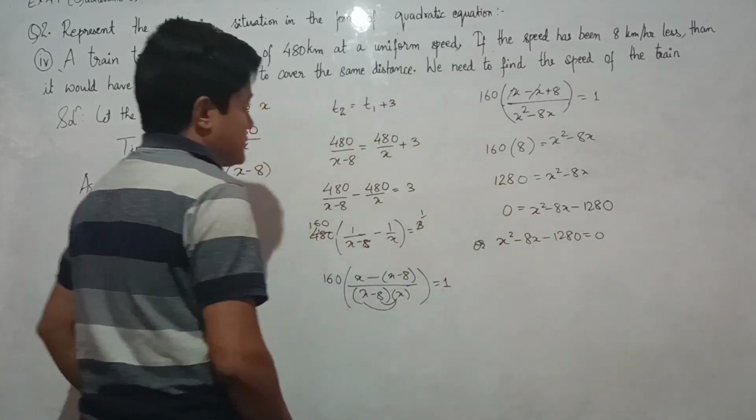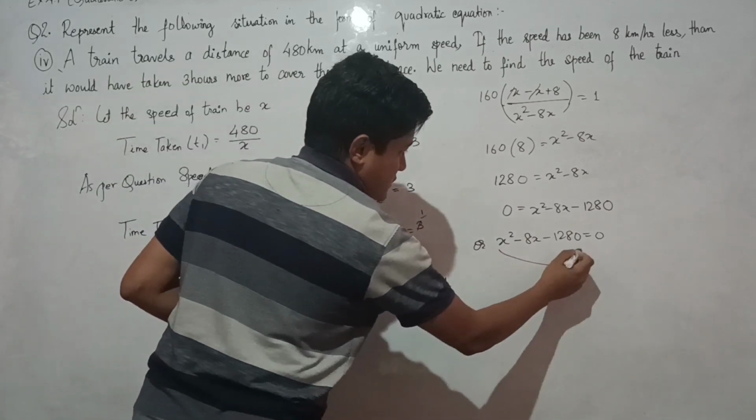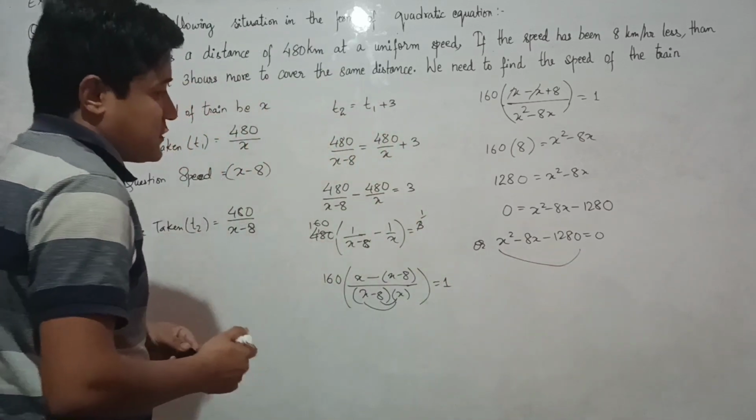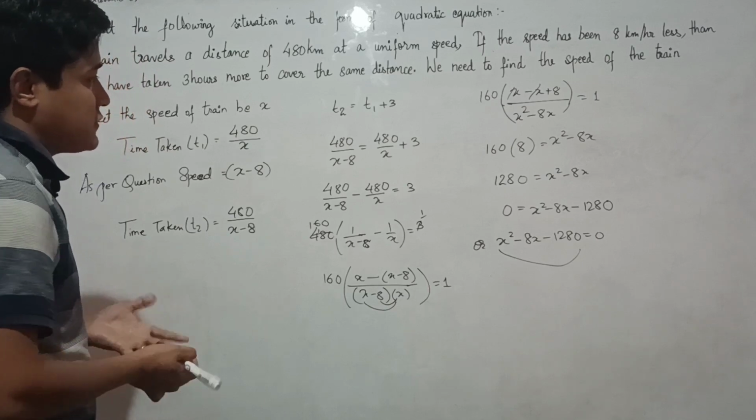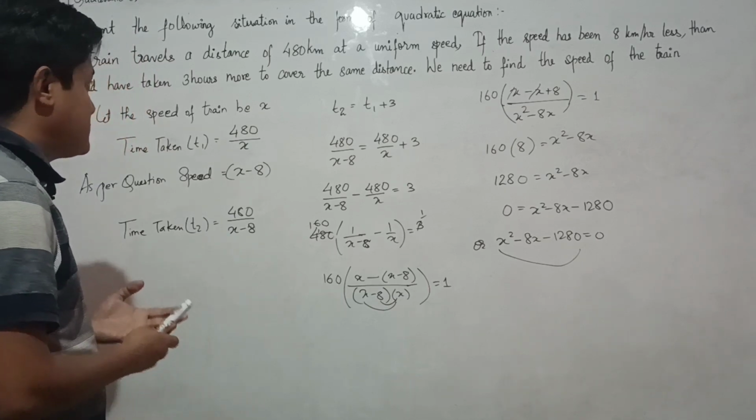So this is what the question is telling. Okay, this is your quadratic equation. Now if you solve for x by quadratic formula or by factorization, middle term break, you can find the speed.